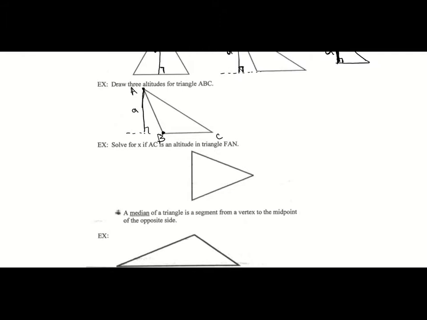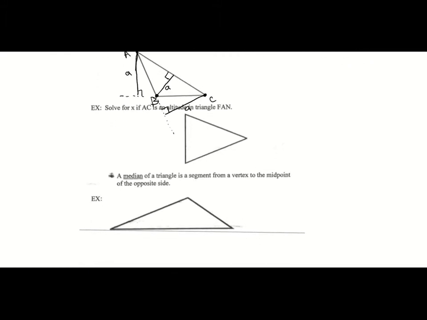If we were to start from vertex B and go straight to the other side at a 90-degree angle, this is another altitude. Or if we were to start at C and we were to go straight to the other side, we would need to extend out this side of our triangle, go straight down, so it's 90 degrees. That is our third altitude.